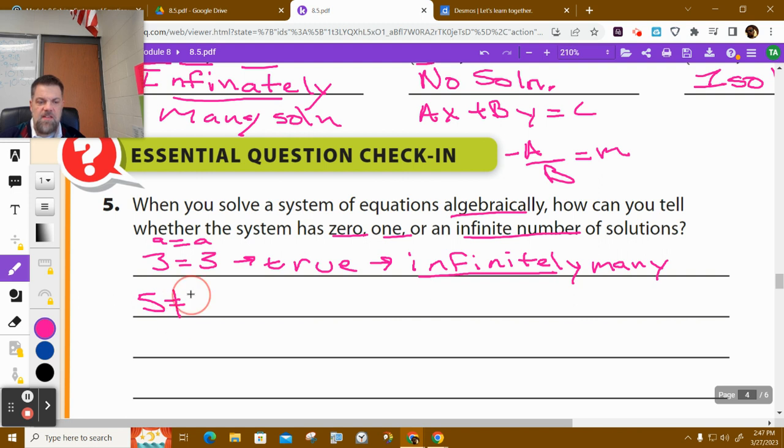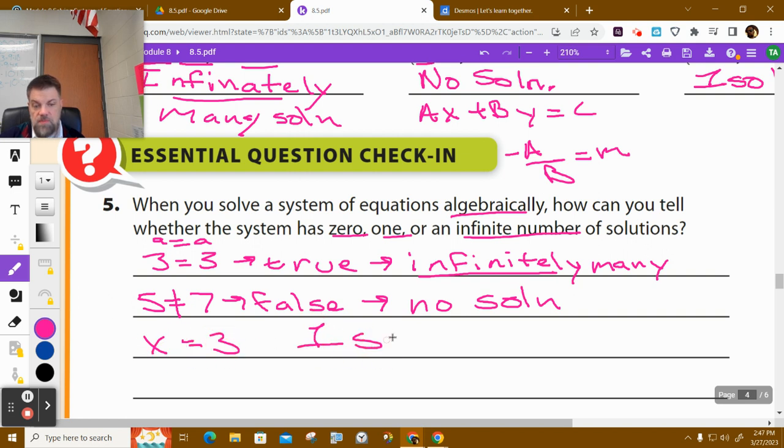Now, if I get 5 equals 7, that is a false statement. 5 will never equal 7. And what I mean by that is if you get 7 equals 3 or something that equals something but they don't really equal, that's a false statement. So that means that they are parallel, and that means that there are no solutions. If you get x equals some number, 3, one solution. If you go through and algebraically solve it and you get y equals 0, one solution.